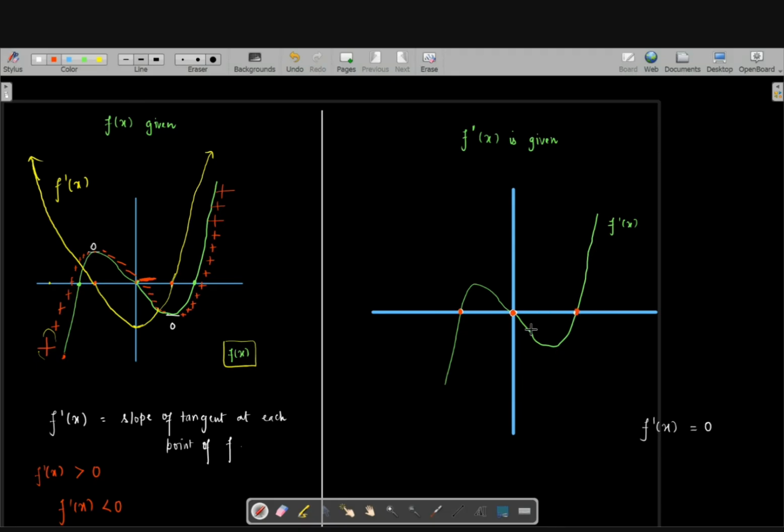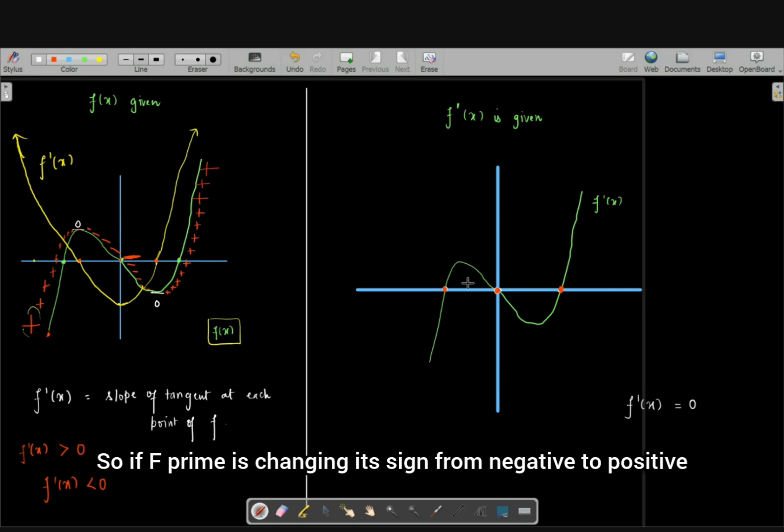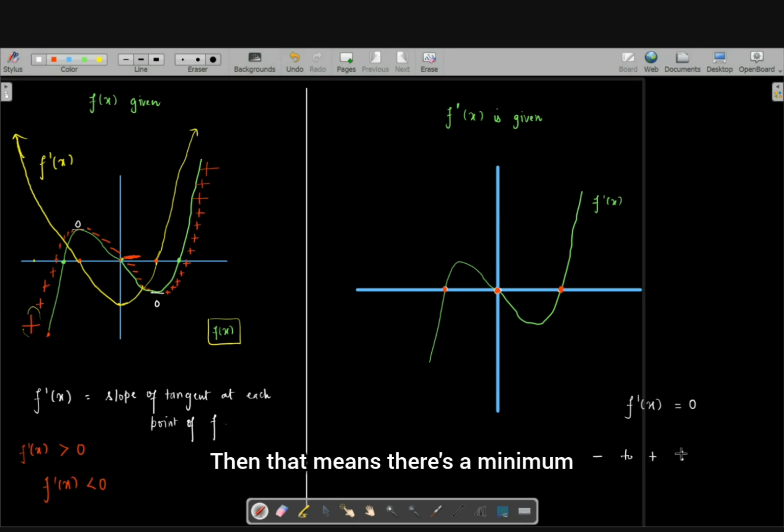Now, how will you identify which point is exactly minima, which point is maxima? By doing a sign analysis. You can still do the sign analysis if the graph is given, because you can see that below this point, this is all negative because it's below the x-axis, right? So if f prime is changing its sign from negative to positive, it means there's a minimum. That means it's the point of minima. So this point is a point of minima.